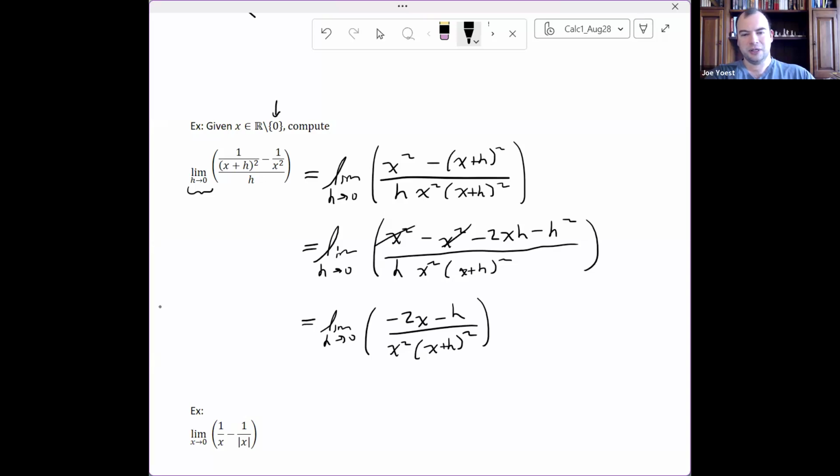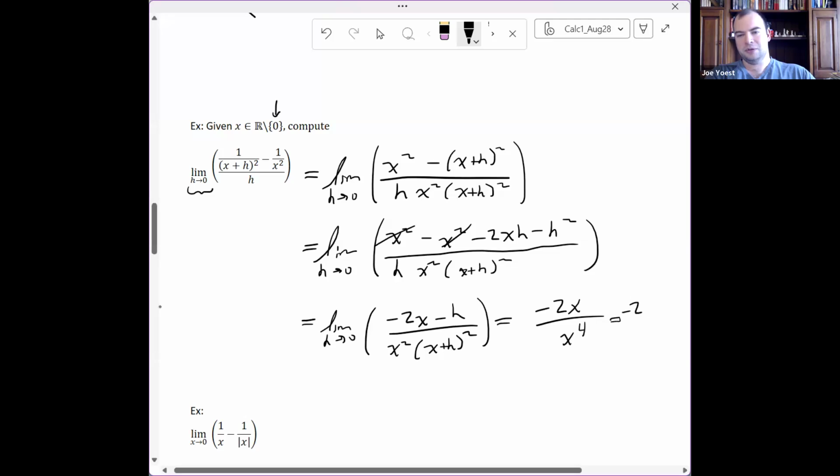And therefore, our corollary applies. We can just plug in h equals 0 and get negative 2x over, well, x squared times x squared is x to the fourth, or negative 2 over x cubed. Any questions on this one?